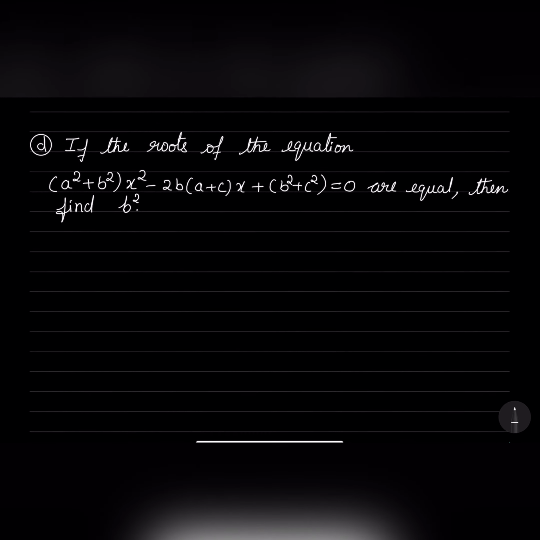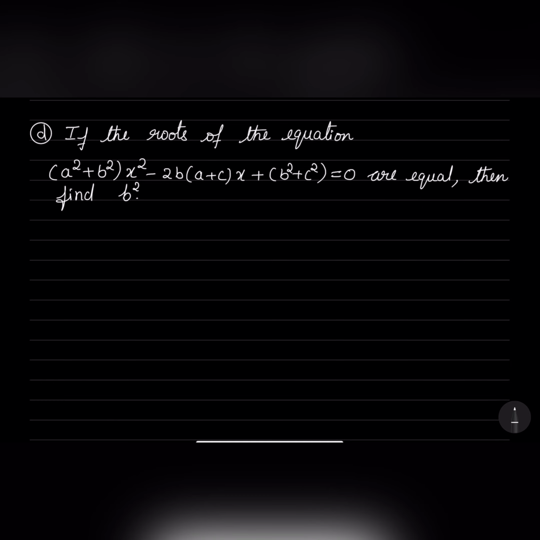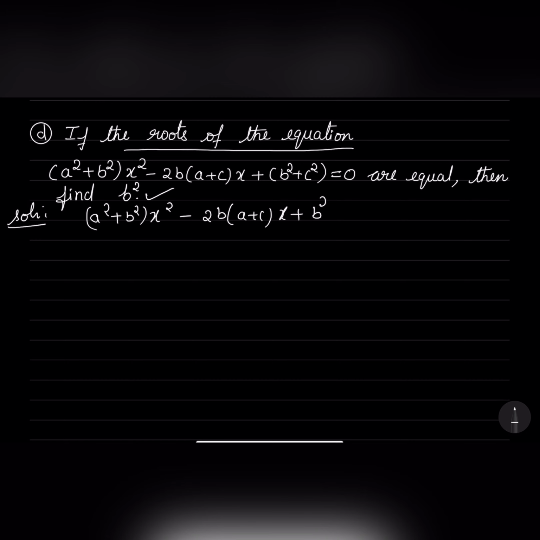Okay, we will go for the next one, D, in type 3. If the roots of the equation a square plus b square into x square minus 2b into a plus c into x plus b square plus c square is equal to 0 are equal, then find b square. Okay, let's start. Let us write down the given equation: a square plus b square into x square minus 2b into a plus c into x plus b square plus c square equal to 0.